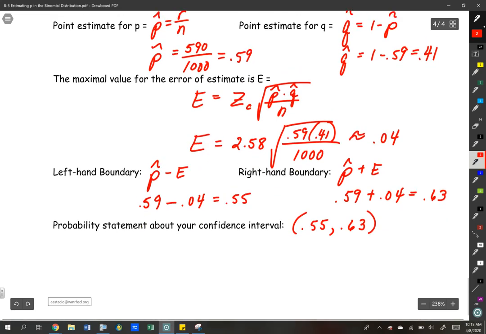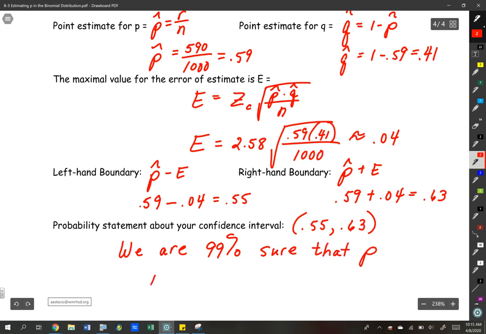And if we write the probability statement, we are 99% sure that P, because we're in a binomial, we don't say mu, we say P, is between 0.55 and 0.63.